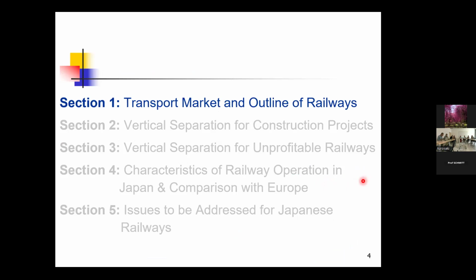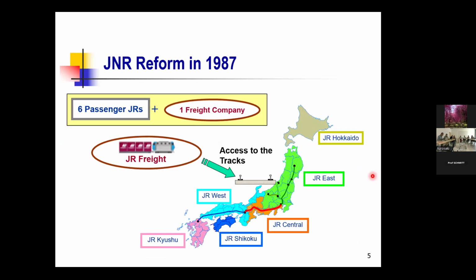Firstly, I will explain the transport market and the outline of railways in Japan. This slide shows the outline of the railway reform of the Japanese National Railways, which was implemented in 1987. In modern history, this is the first case of railway restructuring of state-owned railways in the world. In the following year, Sweden implemented railway reform by vertical separation. However, in Japan, railway reform was carried out in a different and unique way.